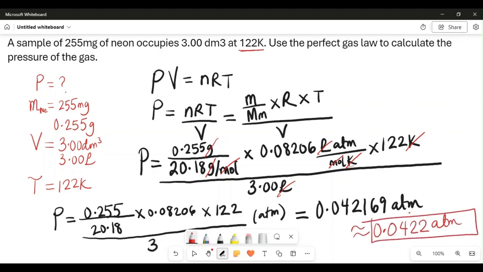Basically, we're done. So this is how you use the perfect gas law. The only tricky part of this question is the fact that we're not given the number of moles. Instead, we're given the mass, but we're also given the identity of the gas, which is neon. From knowing the identity of the gas and the mass of the gas, we can find the number of moles, input it in our PV equals nRT perfect gas law, and find the pressure.